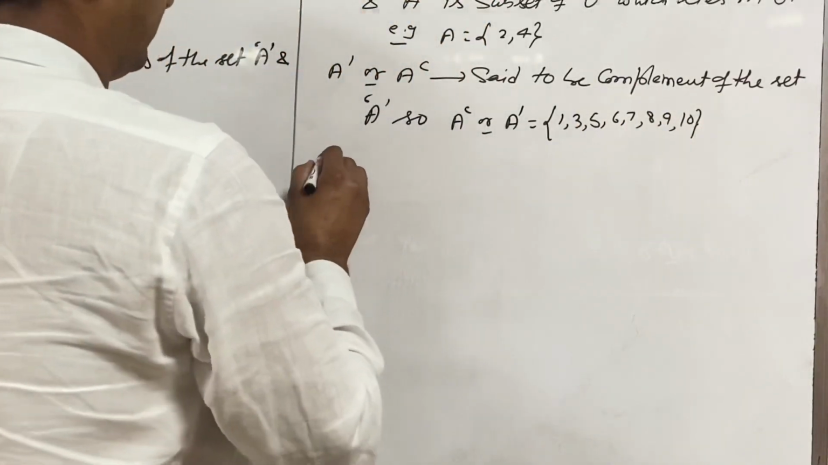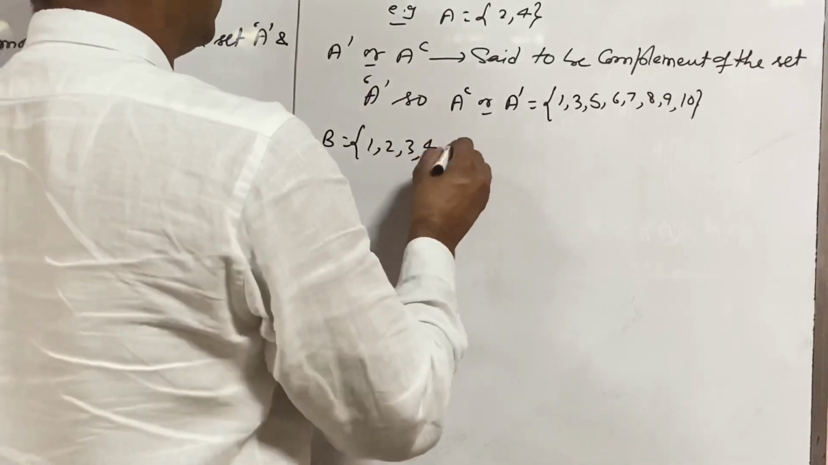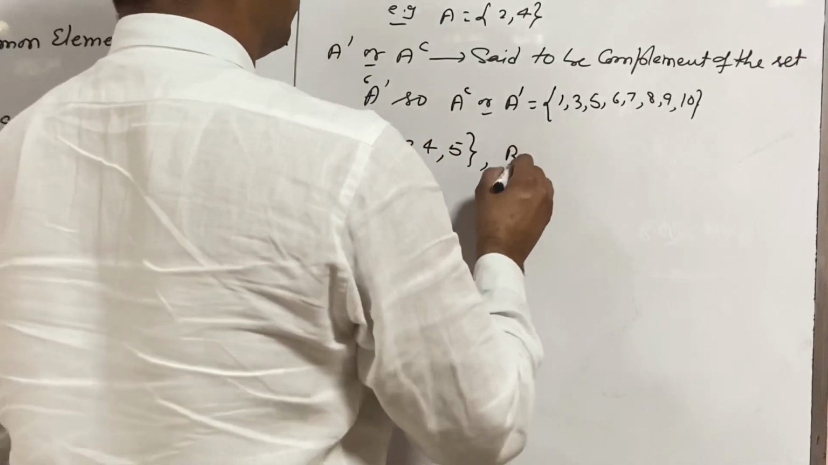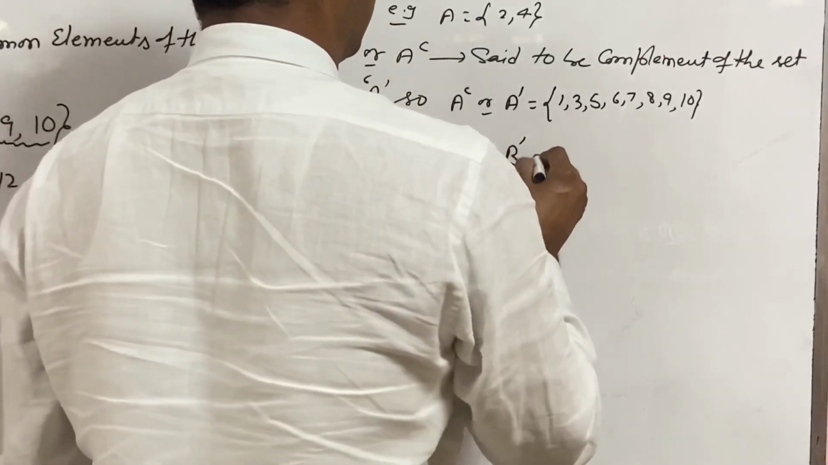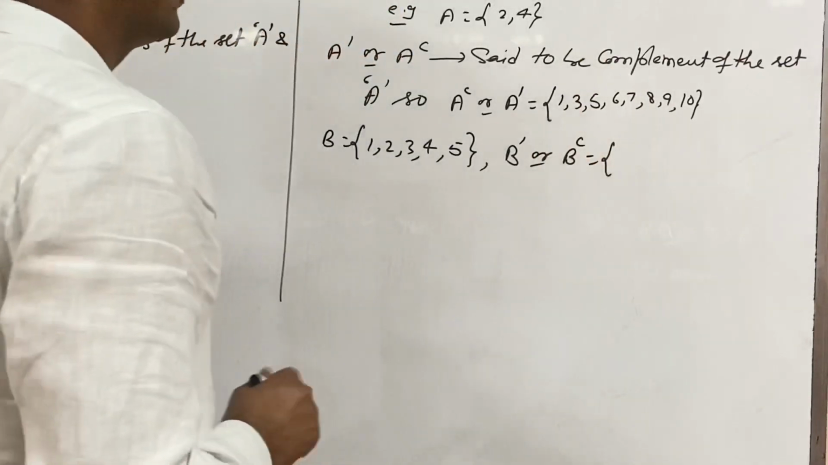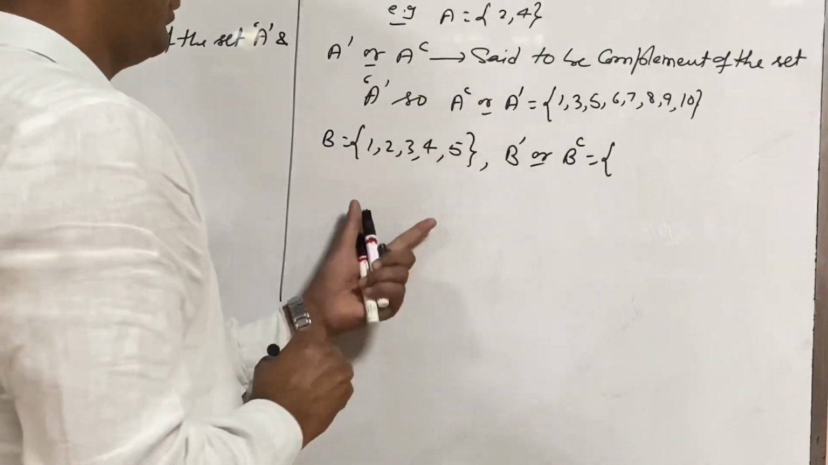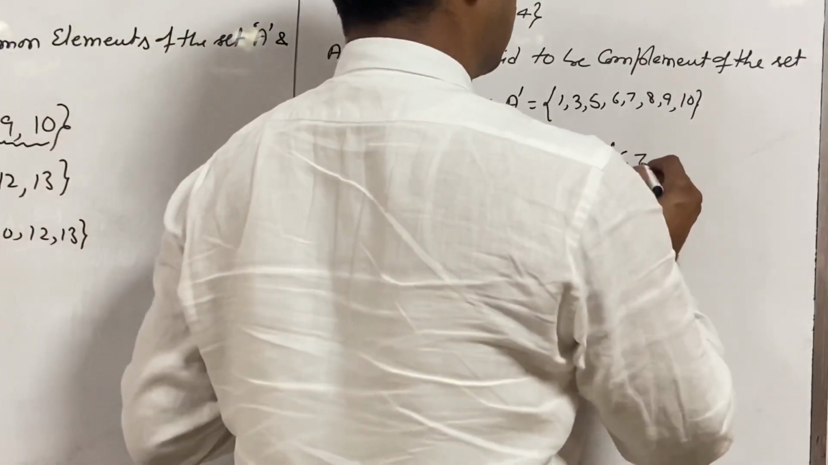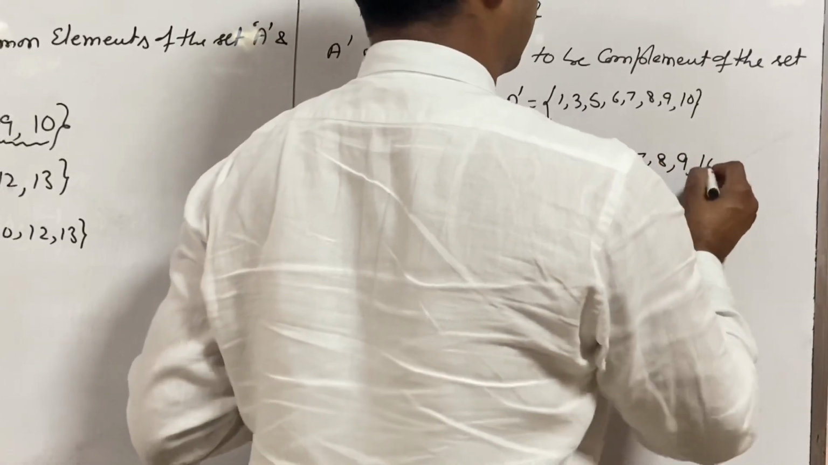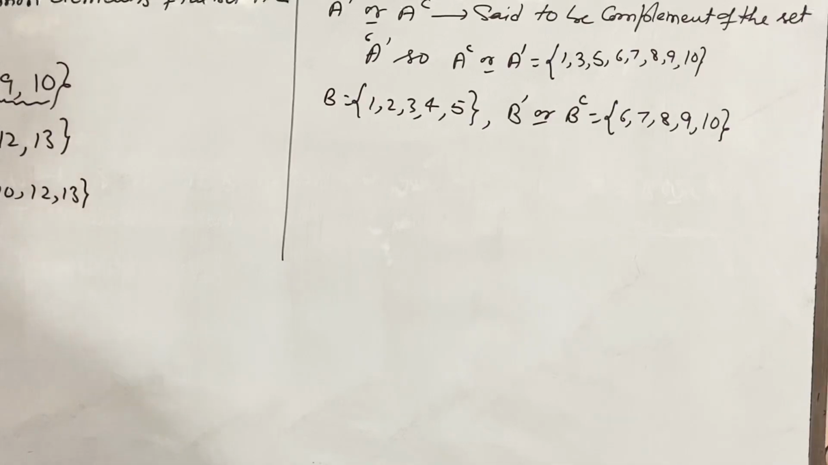If you want to write down set B, B is 1, 2, 3, 4, 5, and if you find the elements of B complement, B dash, or you can say B raised to the power C, तो B के एलिमेंट छोड़ के U के बचे हुए एलिमेंट, 5 तो छोड़ दिया जाए, 6, 7, 8, 9 और 10. This is B complement. Is that clear?